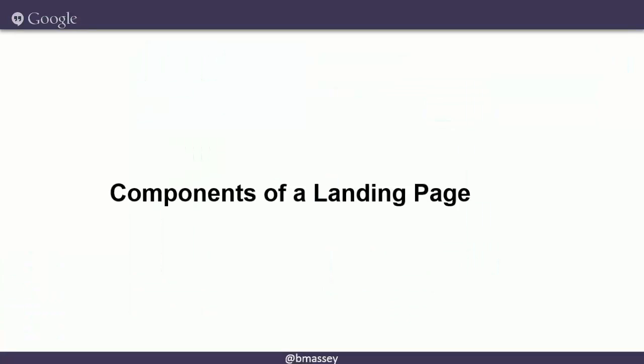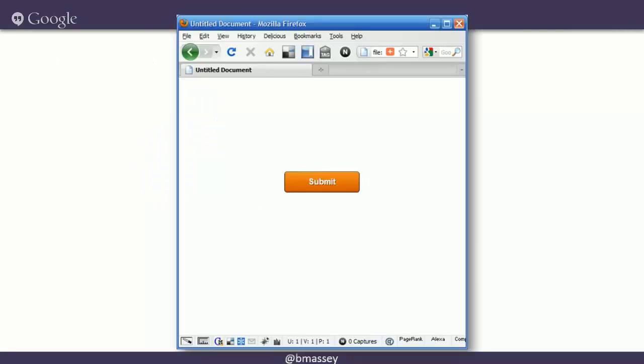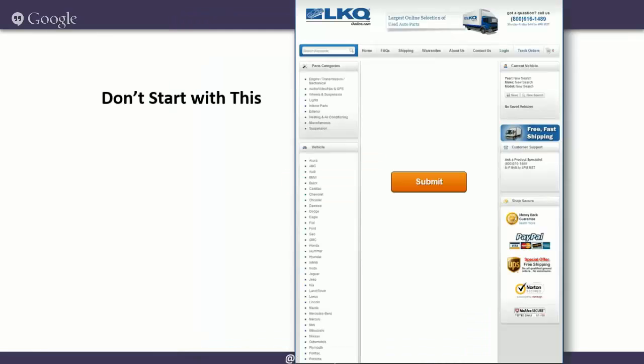So what are the components of a landing page? Well, we start with what I call a clear solution of web page. And we mix in a couple of compounds, offer and form. If we combine these right on this page, that's all we need. We've created a landing page. So the simplest landing page would look something like this. We've got a page, a blank page, a clear, pure solution of web page. And we have an offer, which in this case is submit, and we have a form.